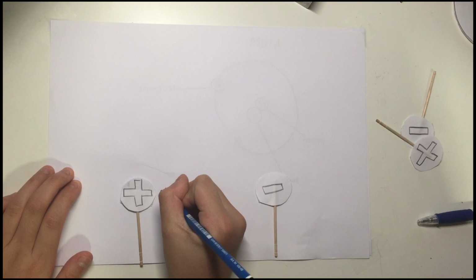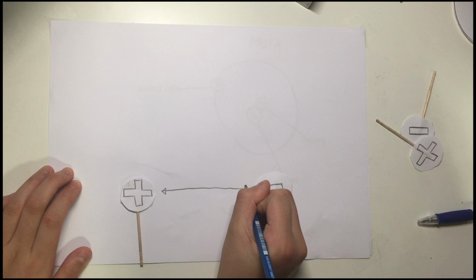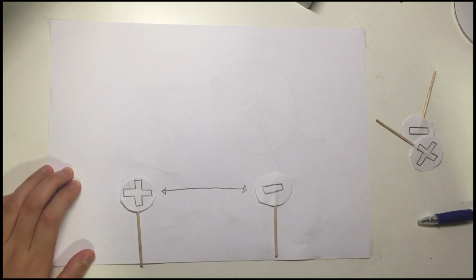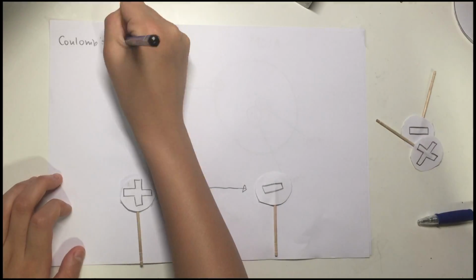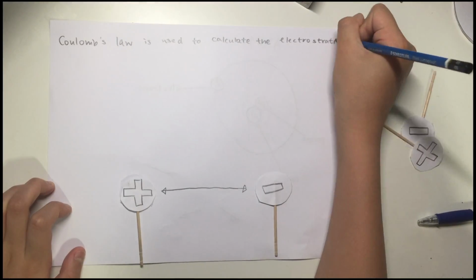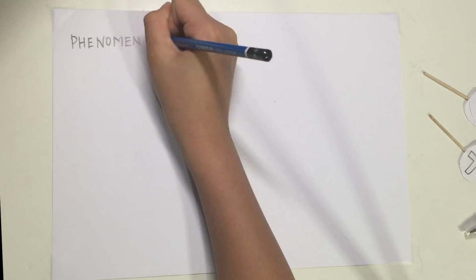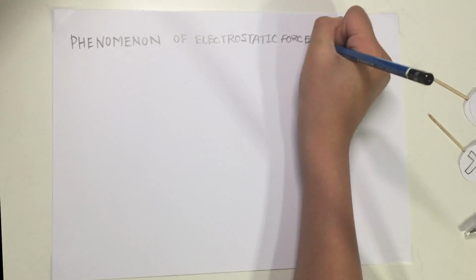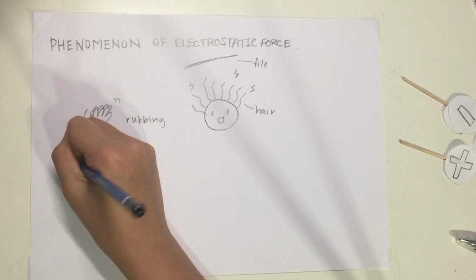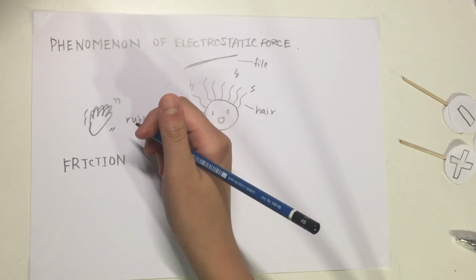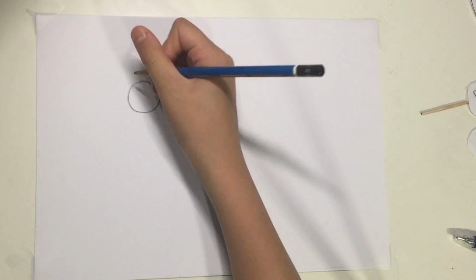The magnitude of electrostatic force of attraction or repulsion between two charged atoms is directly proportional to the product of magnitudes of charges and inversely proportional to the square of the distance between them. Coulomb's law is used to calculate the electrostatic force between two objects. In daily life, the phenomenon of electrostatic force is very common. For example, rubbing a glass rod with a piece of fur. Through the process of friction, the glass rod gains positive charge from the fur, which will repel objects such as tinsel, which is also positively charged.